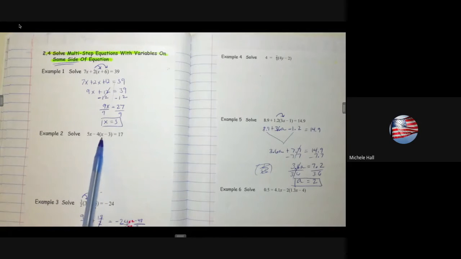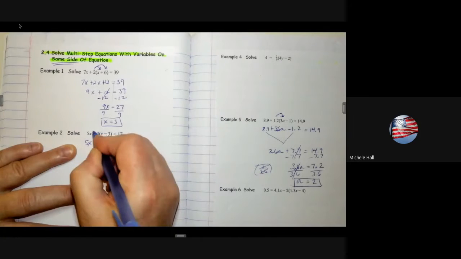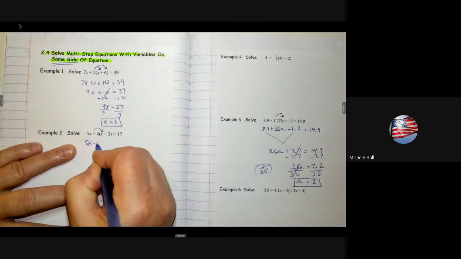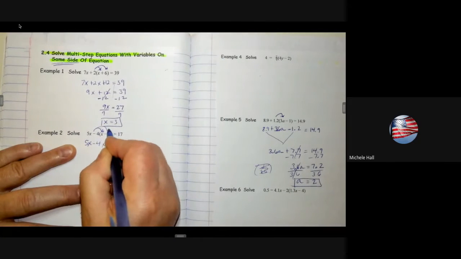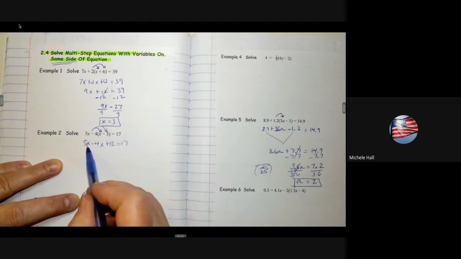There's nothing inside that I can do. I need to multiply what? 4 or negative 4 and use the distributive property. So we have 5x, and then negative 4 times x is negative 4x. Negative 4 times negative 3 is positive 12 equals 17.